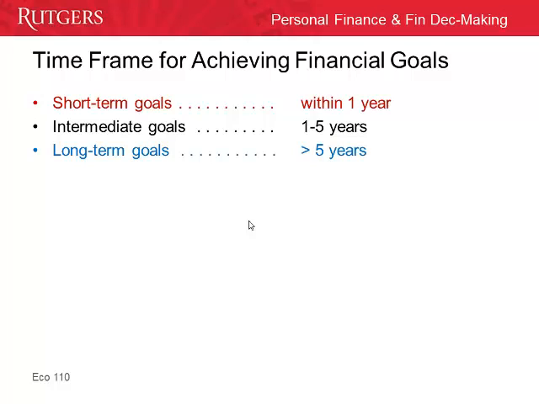It's very important. Not every financial goal is a long-term goal. Retirement saving, long-term goal. Saving enough for a down payment for a car might be a short-term goal. Saving enough for a down payment on a house might be an intermediate goal. As you think of financial goals, you need to think of time frames associated with them.